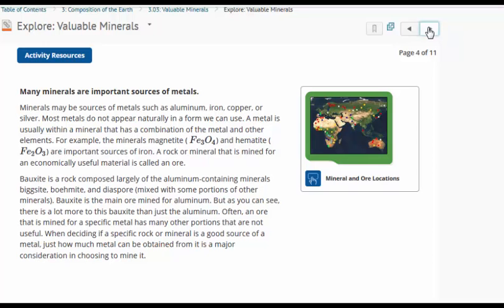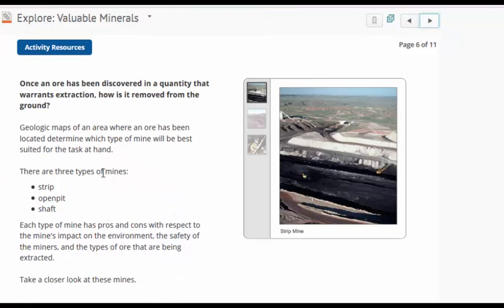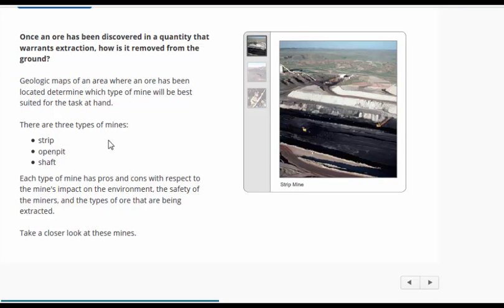Many minerals are sources of metals. We get iron, Fe, from minerals, and sometimes we have to separate it to get it out. Prospecting means looking for minerals. In the 1800s, people went to California to try to find gold, but now people prospect using fancy technology. So remember, an ore is a rock that contains economic usefulness.